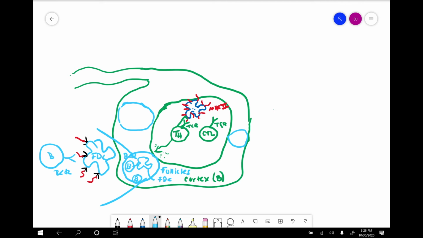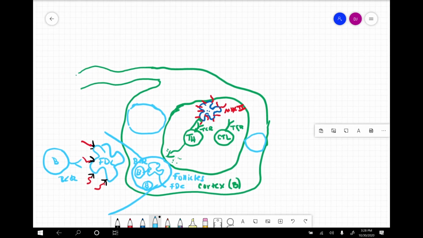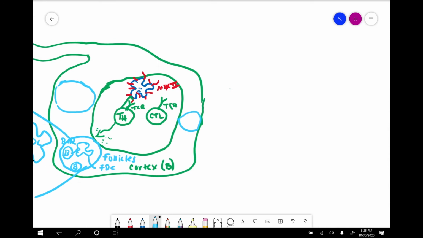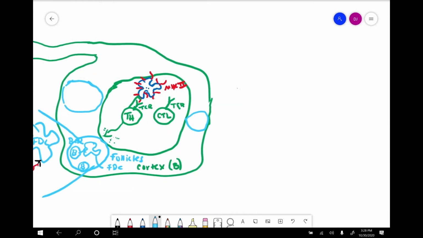And activating a naive B cell is analogous to what happens with the T cells, except there's a few different steps here. Apologies, I just moved that picture by accident. I'm still getting used to this program here.